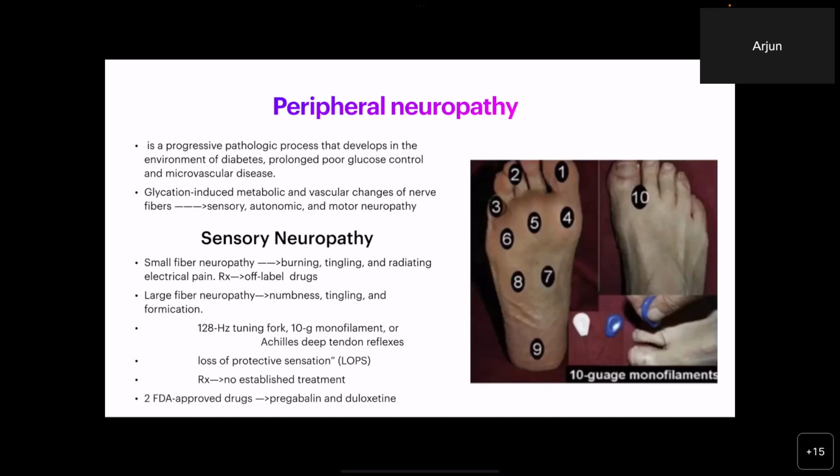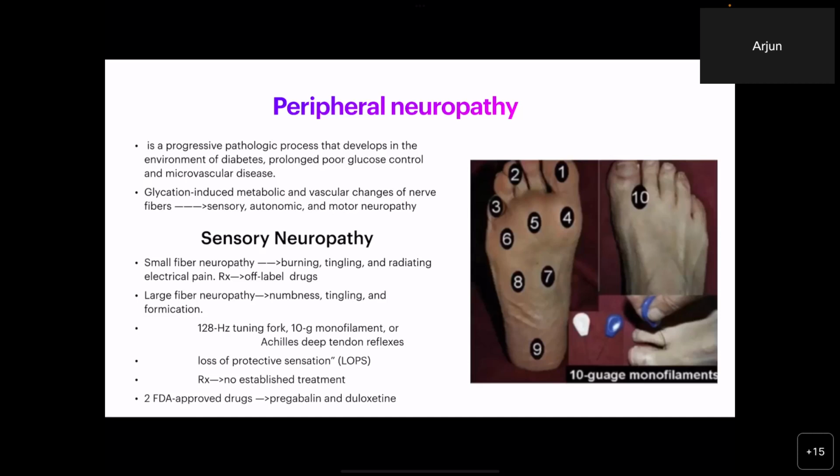Small fiber neuropathy patients complain of symptoms of basically burning, tingling, and radiating electrical pain, and these are usually treated by off-label drugs. Patients coming with small fiber neuropathy basically have the inability to perceive temperature differences. In case of large fiber neuropathy, the patient complains of numbness, tingling, and formication.